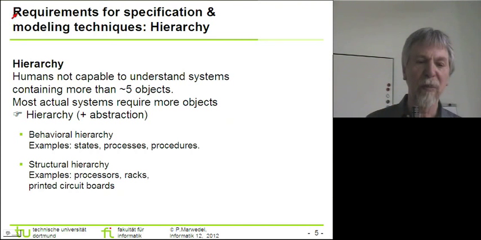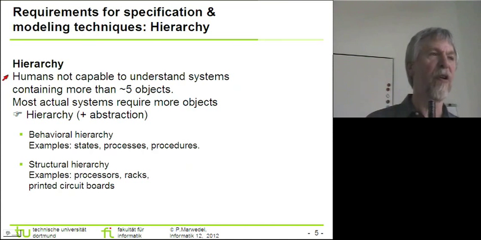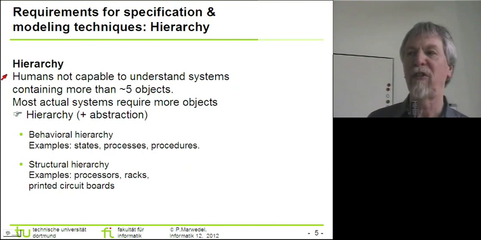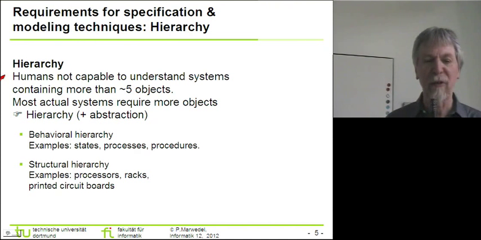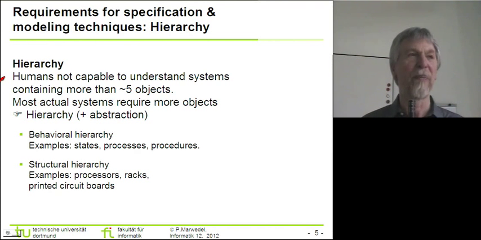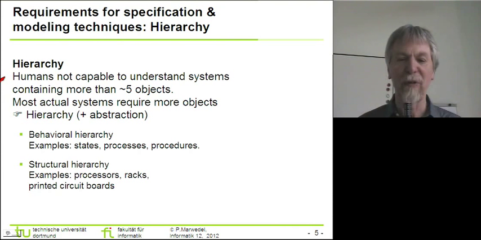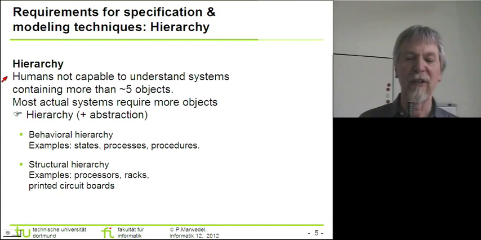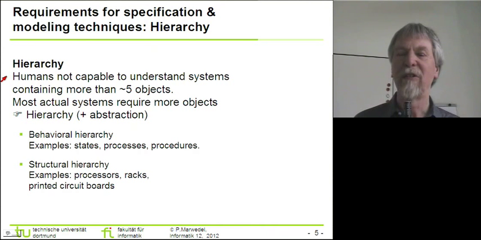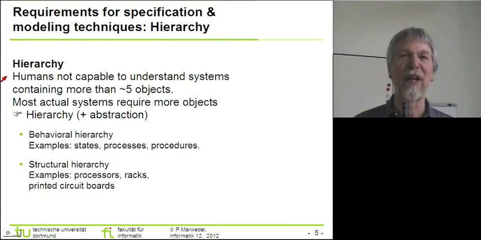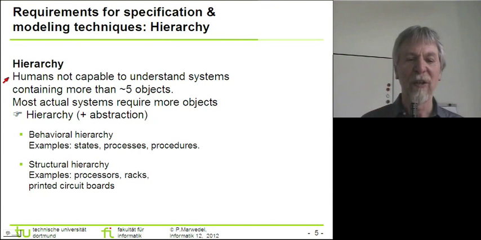The first requirement for modeling results from a very essential limitation of human beings, at least of all the human beings that I know of. Humans are typically not able to understand systems that comprise significantly more than 5 objects. So if you really have to understand all the interactions between systems that are comprised of many objects, you will have lots of problems. Therefore, we have to deal with that problem.